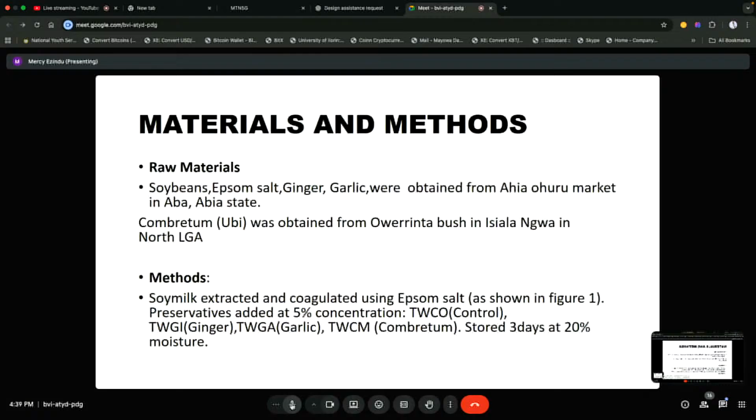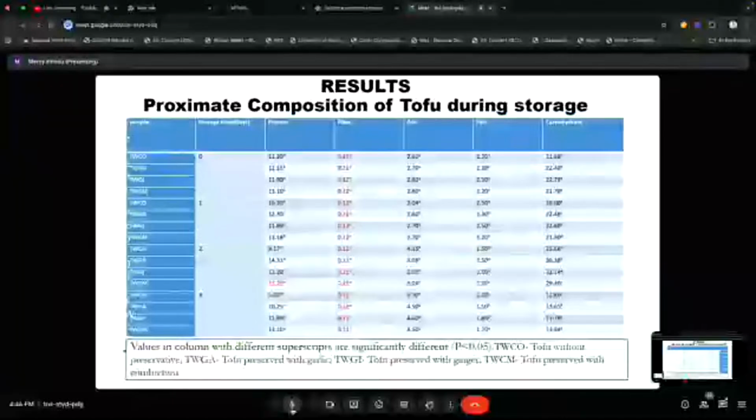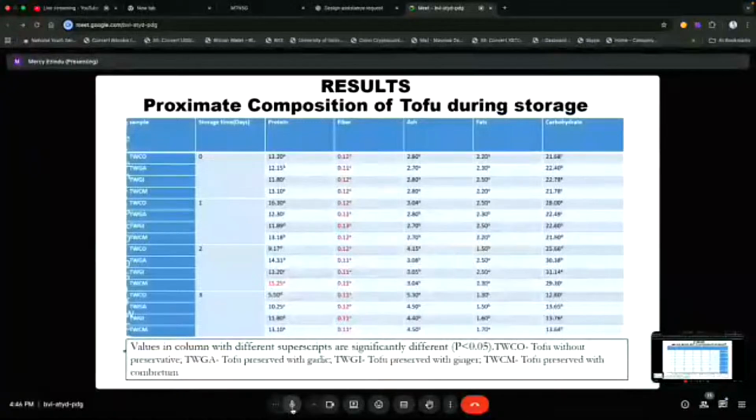All materials were obtained from Abia State. We use the method prescribed by Ezama and Dobson, where we extracted soya milk from soya proteolytic enzymes from degrading the protein. So we then recommended that coriander was a good preservative.